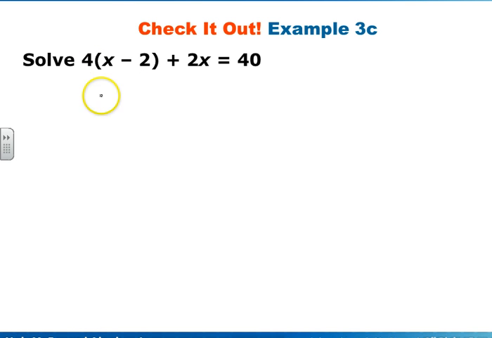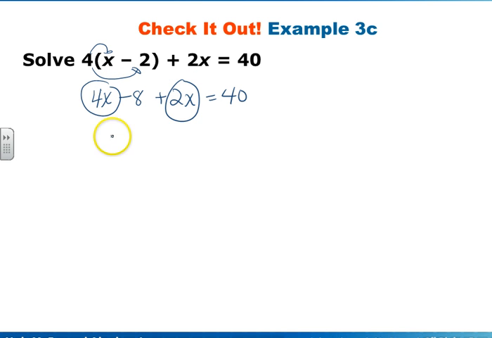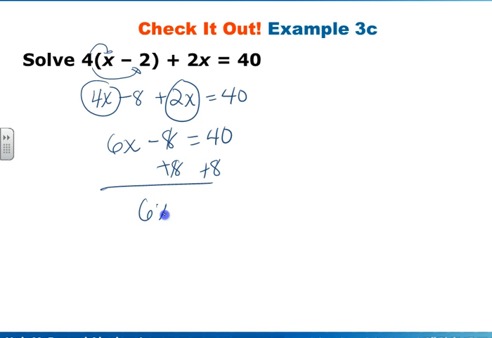Alright, so here we get 4 times x is 4x, and then 4 times negative 2 is negative 8, plus 2x equals 40. Now we want to go ahead and combine like terms. 4x plus 2x is 6x, minus 8 is equal to 40, and then we just add 8 on both sides, and then dividing both sides by 6, x will be 8, and we are done.